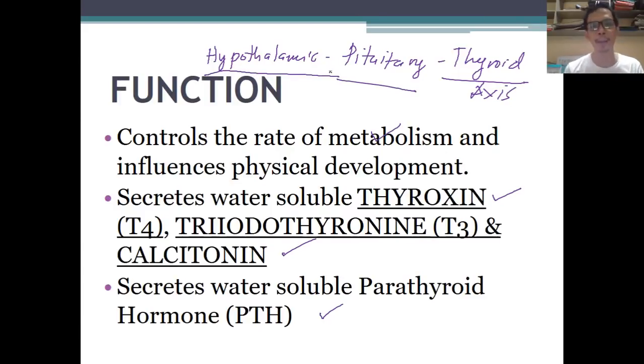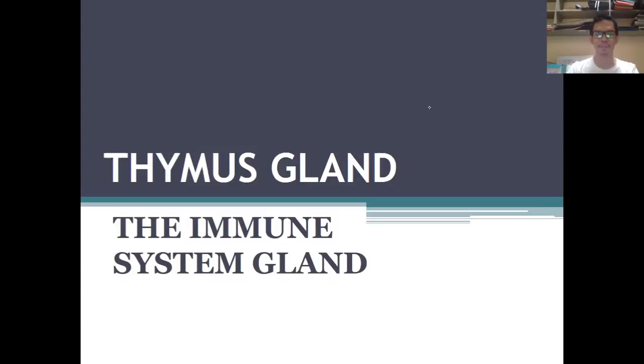So basically, if the hypothalamus detects that it's already time for you to develop, then it will release a hormone that will instruct the pituitary gland, then the pituitary will release a hormone that will instruct the thyroid gland in the process. So remember the HPTA, that's a very long word. HPTA means hypothalamic-pituitary-thyroid axis. Okay, so next one is the thymus gland.